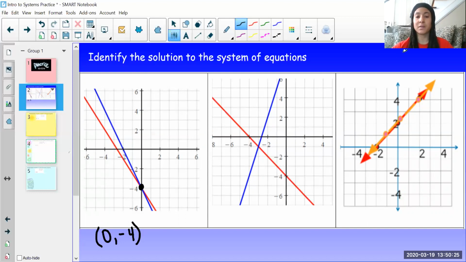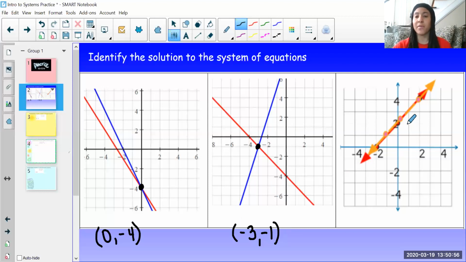My second system of equations, we see that the lines cross here. And this solution is, along my x-axis, here's 0, 0, we're going to go -3 and then -1. So this ordered pair is (-3, -1).